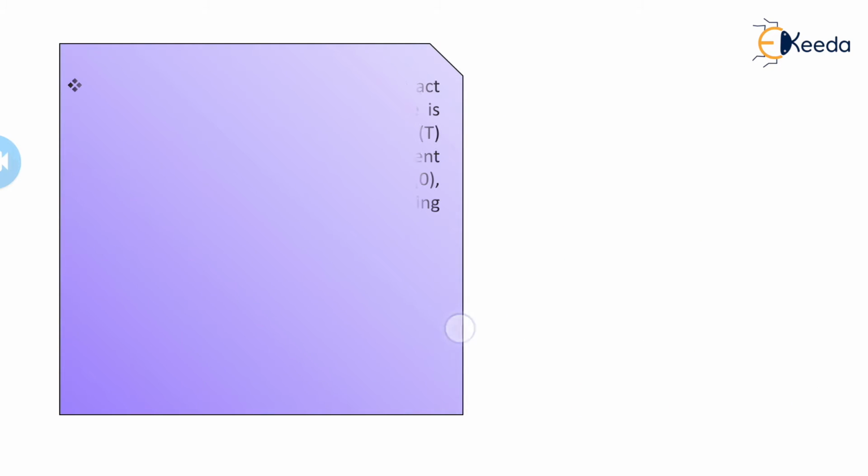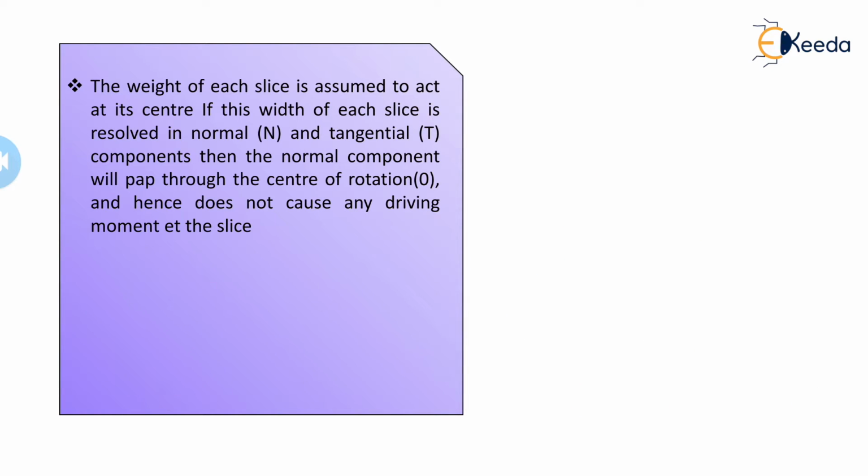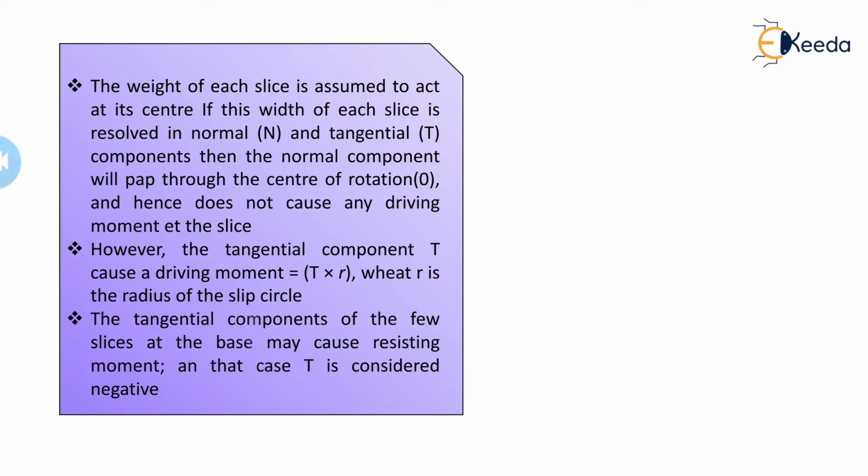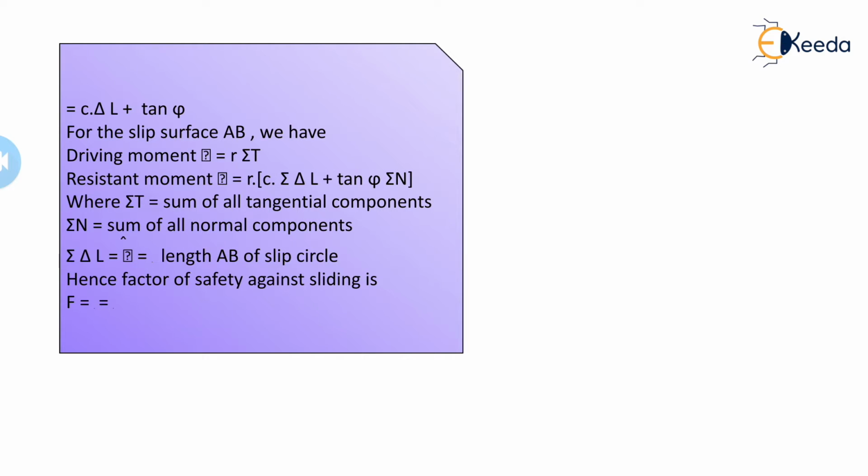So you can read here. The weight of each slice is assumed to act at its center. The weight of each slice is resolved into normal and tangential components, and these normal components will pass through the center of the rotation. Hence, it does not cause any driving moment. The tangential component we can find out using the equation T into R, where R is the radius of the slip circle. For a few slices, the tangential component will be resisting also, so its symbol will be negative.